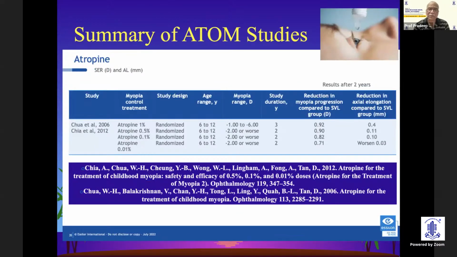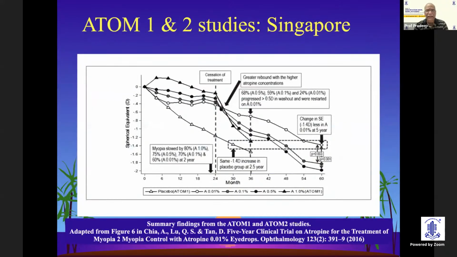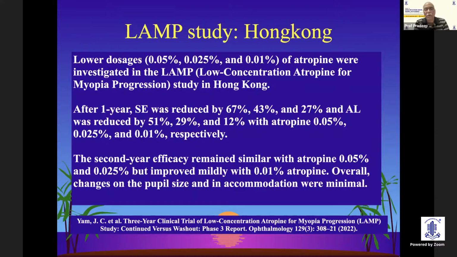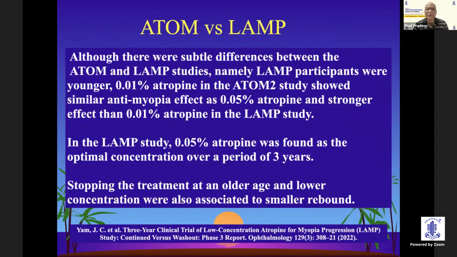Summary of the ATOM studies from Singapore show that this low dose atropine is something which has been very helpful. They started with atropine 1%, then 0.5%, and now they have come to find that even 0.01% has been having a reduction in myopia progression to an extent of about 0.71 diopter in 2 years. This is a summary of these two studies, which are landmark studies, the ATOM1 and ATOM2, which have shown consistently that low dose atropine of even 0.01% is effective in controlling the myopia progression. Similarly, the LAMP study, the low concentration atropine for myopia progression done at Hong Kong, has also confirmed these findings, although they have suggested that 0.05% atropine is the more optimal concentration to be used.